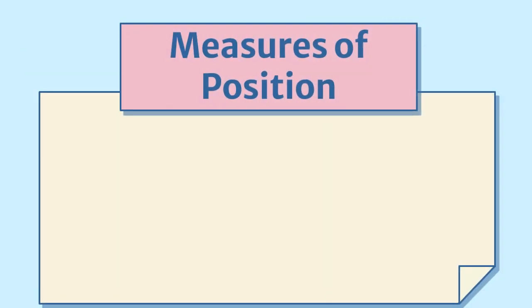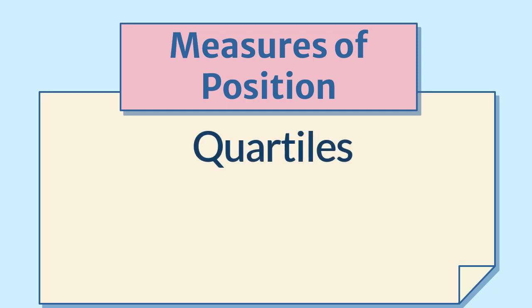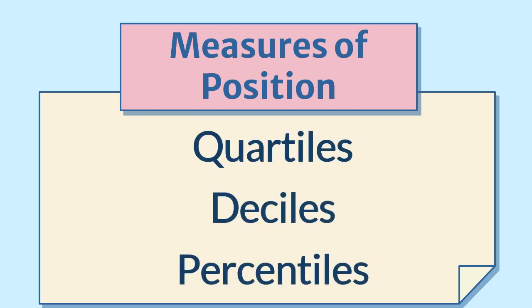Now, let us recall some basic concepts. What are the three measures of position? These are the quartiles, the deciles, and the percentiles.